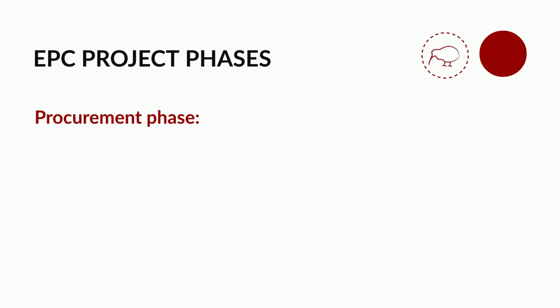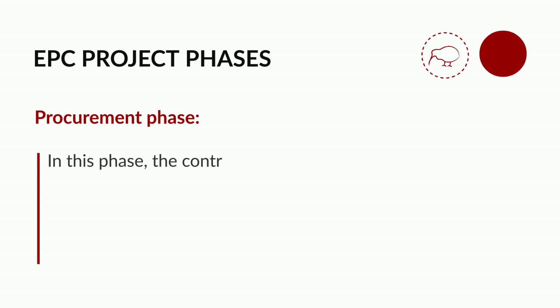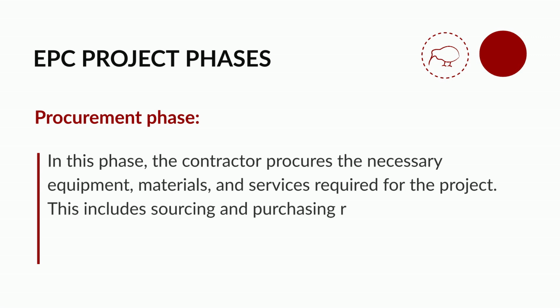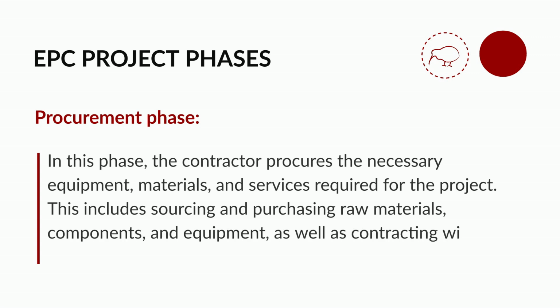Procurement phase. In this phase, the contractor procures the necessary equipment, materials, and services required for the project. This includes sourcing and purchasing raw materials, components, and equipment, as well as contracting with suppliers, subcontractors, and vendors.